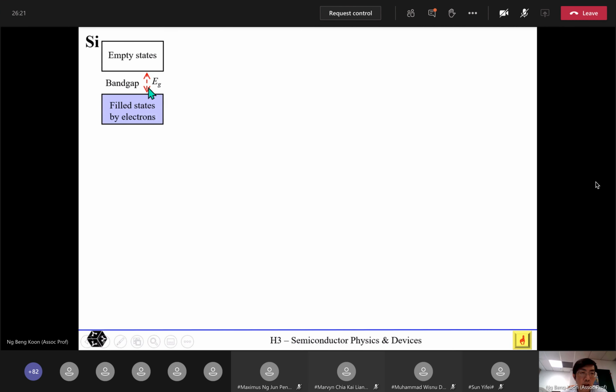this energy region in the band gap. In order for an electron to move in the semiconductor, it has to go up to the conduction band, the empty state. And once you get up there, you can actually move freely in the semiconductor.